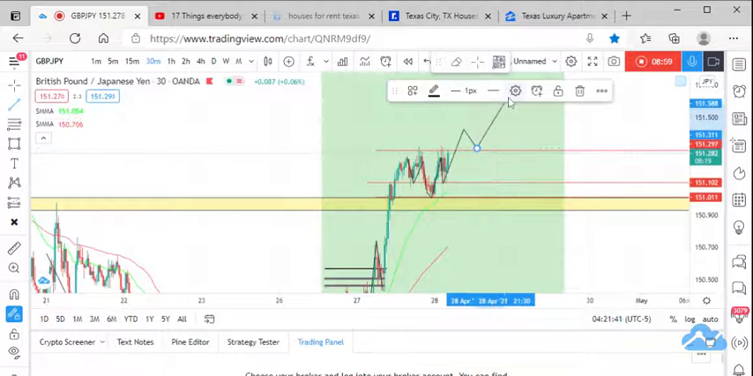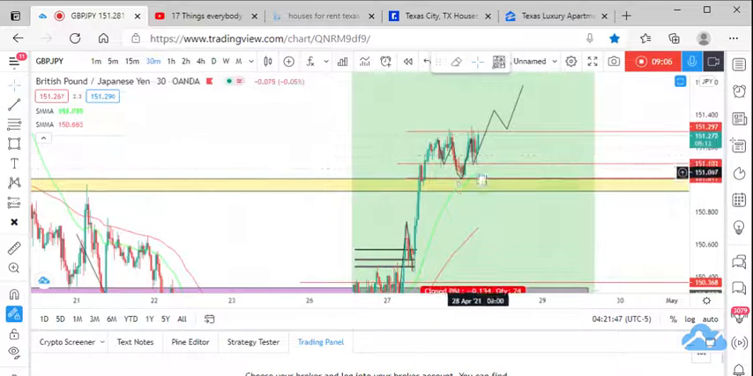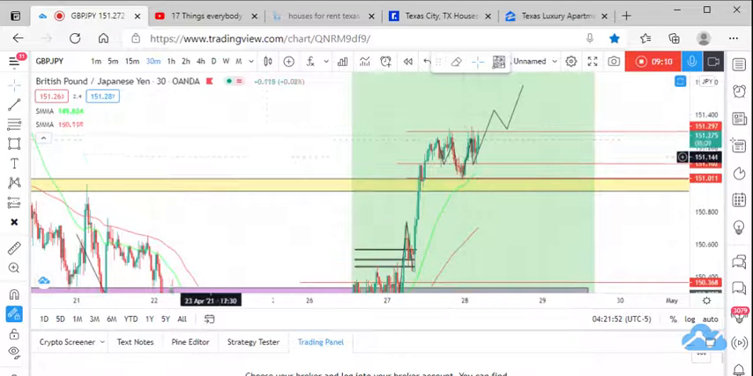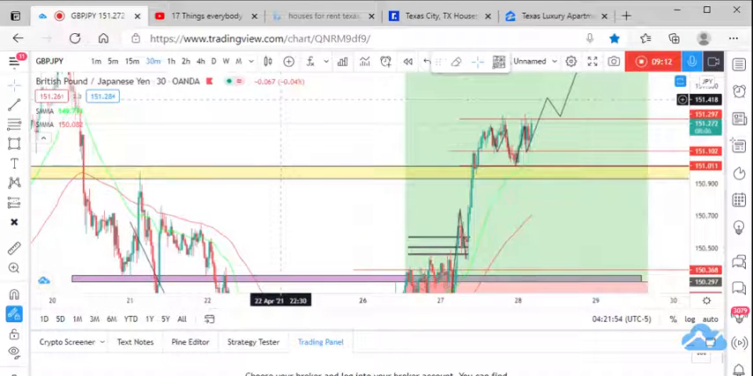Something like this to happen in the continuation, I definitely can see that happening. But like I say, with these markets, anything can happen.